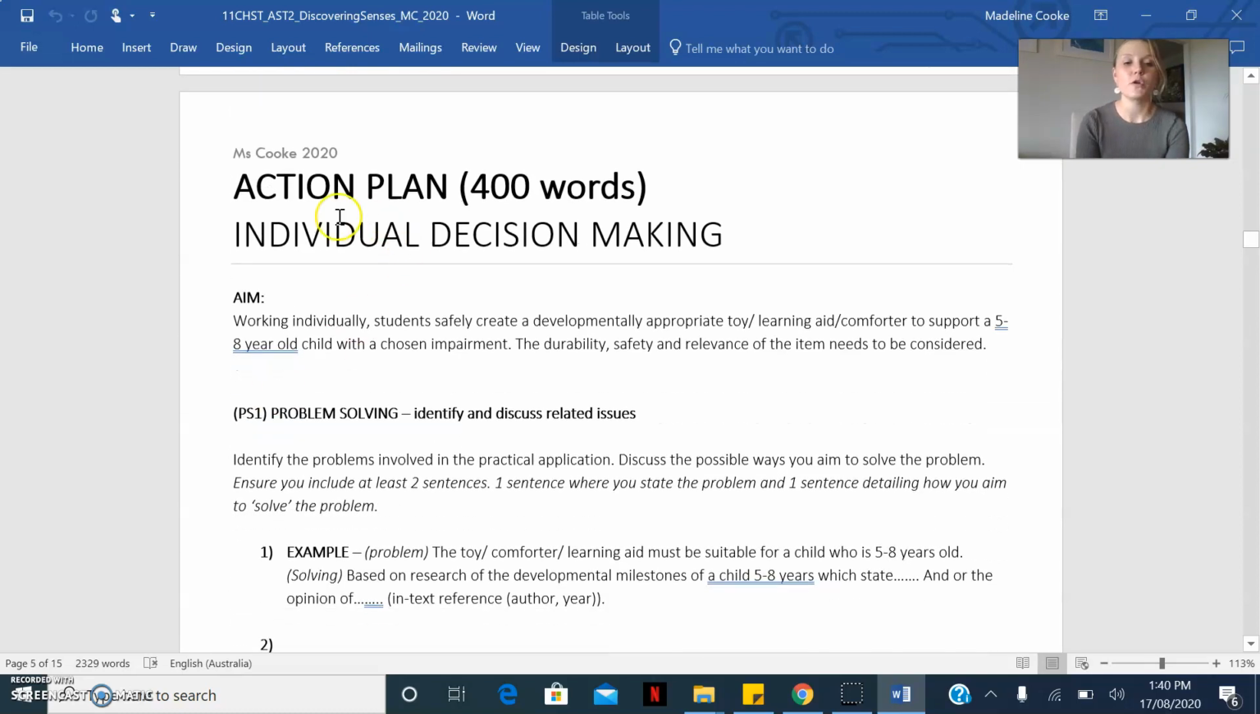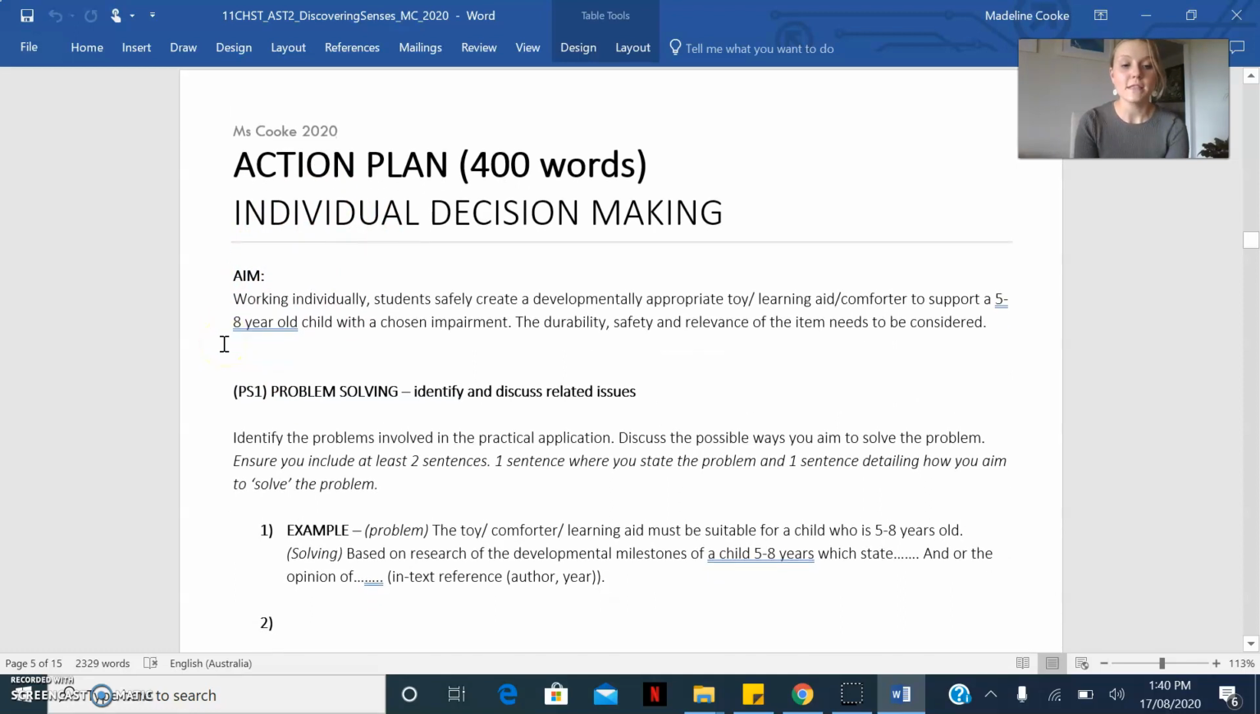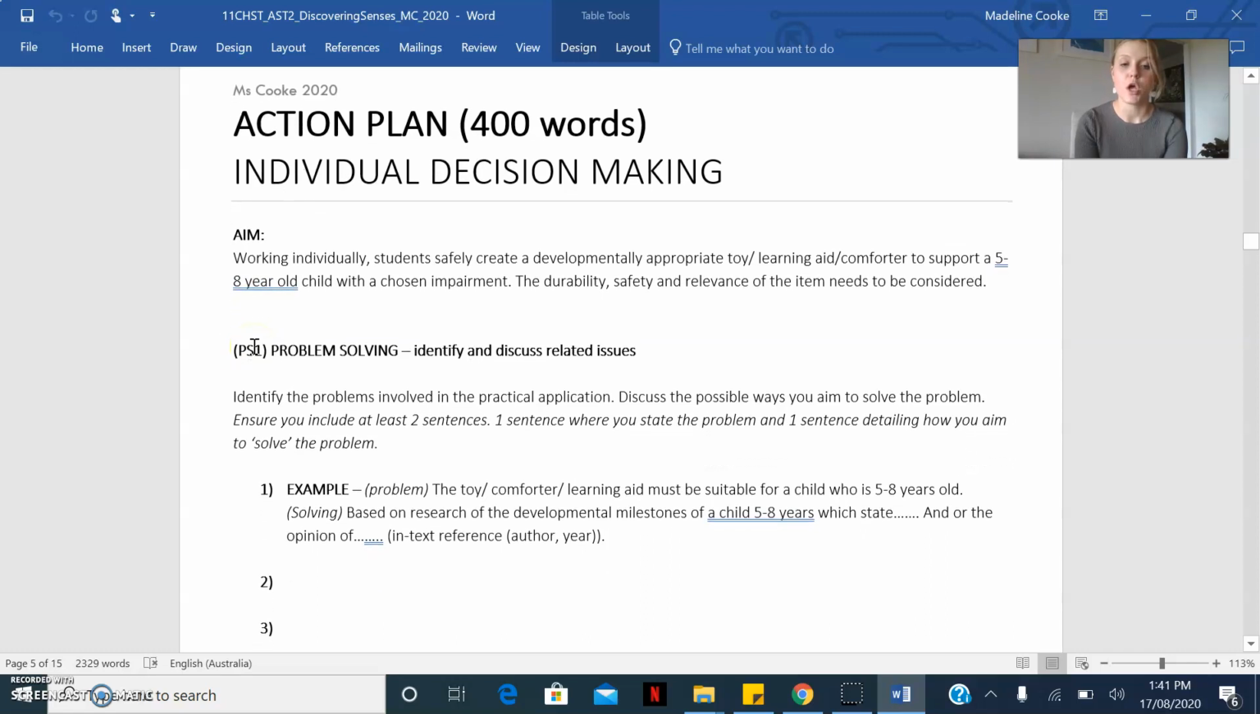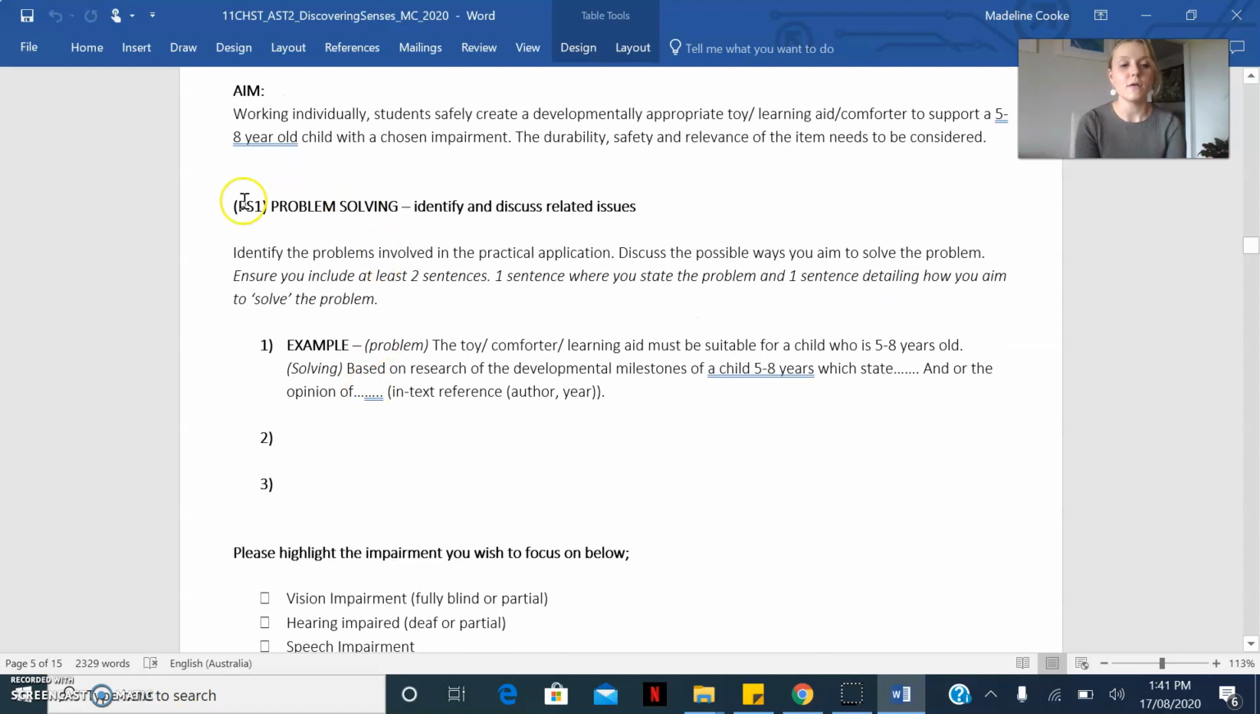Now, if we move on to the action plan, so 400 words. Working individually, students safely create a developmentally appropriate toy, learning aid or comforter to support a 5 to 8 year old child with a chosen impairment. The durability, safety, and relevance of the item needs to be considered. Now, in this part here, we're going to go through this in class quite in depth, okay? And this needs to be done well, all right?